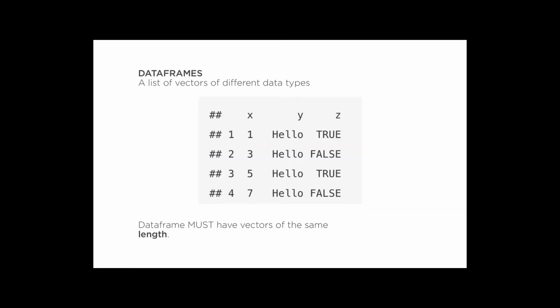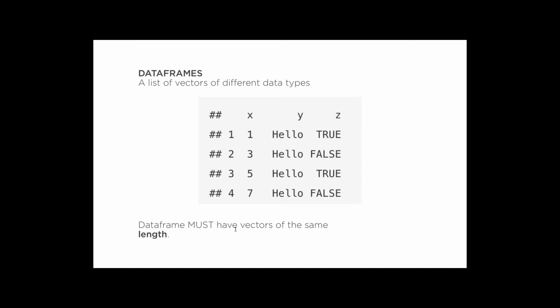Now let's go to DataFrame, which is a very important topic. So we have a list of vectors of different data types. The only condition we have to follow is that the vectors in a data frame must be of the same length. So all those vectors that you combine together have to be of the same length. That's why the length function is very important to remember, so you can test your data before you combine it.